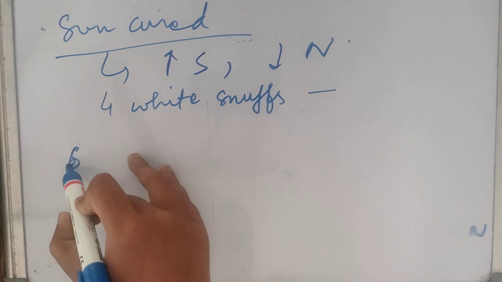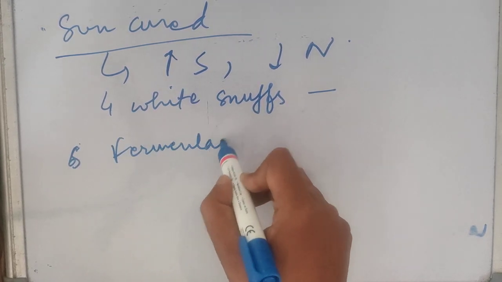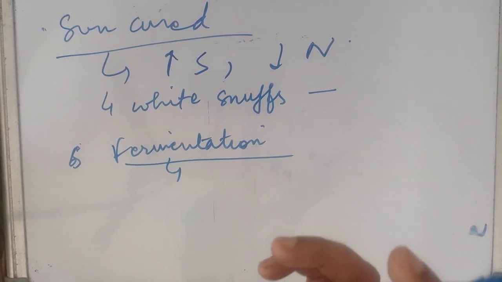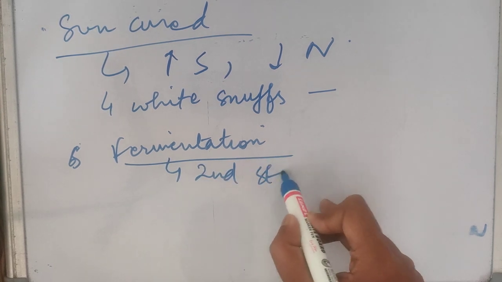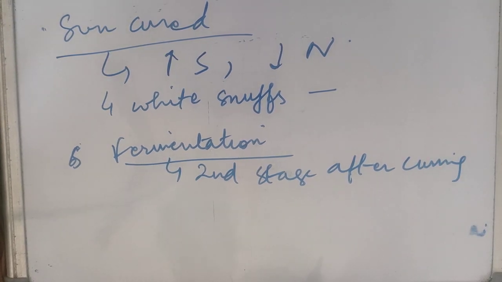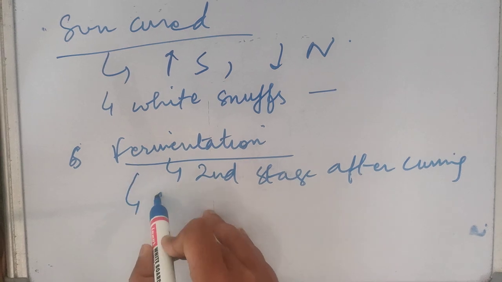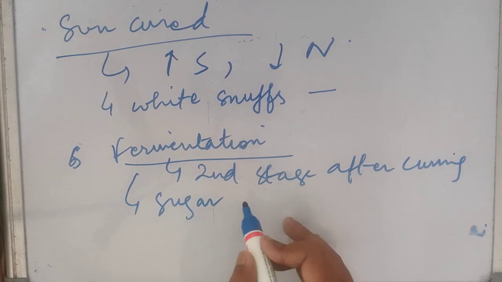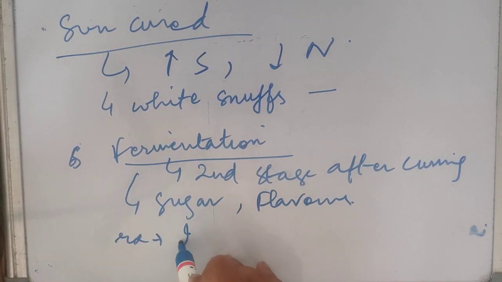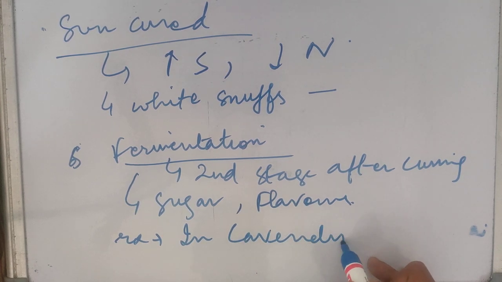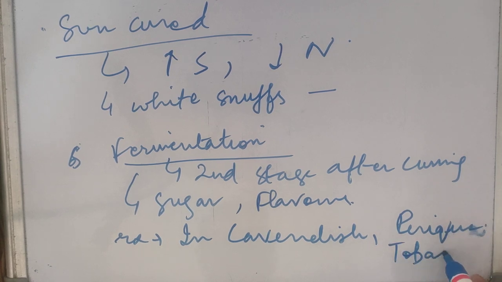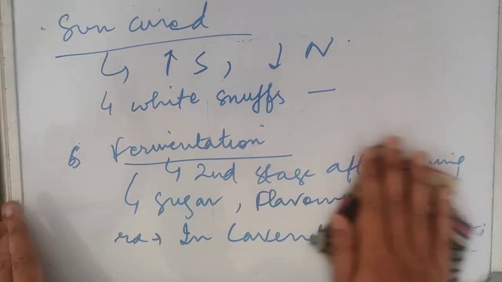Now fifth is fermentation. It is the second stage of curing in some tobacco. After curing in some tobacco, we do it. Here the tobacco is placed in a casing solution which contains sugar and flavoring. Examples you can see are Cavendish, Spirit tobacco, etc. So this was curing in tobacco.